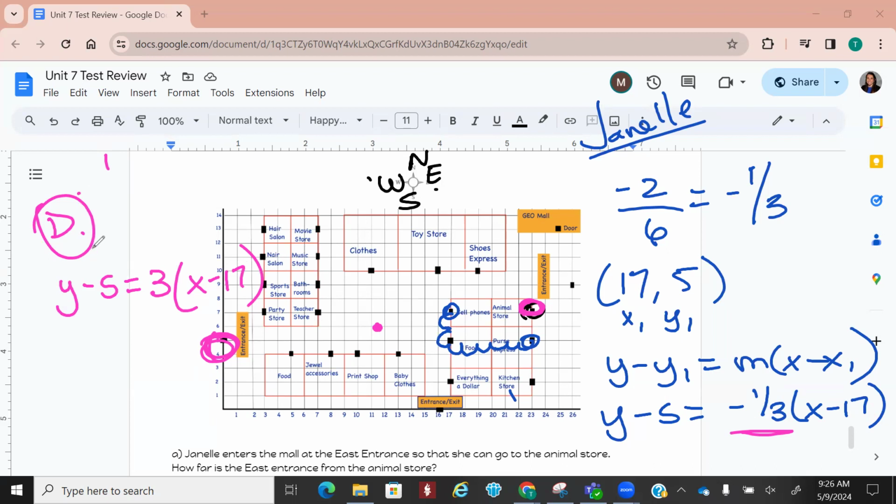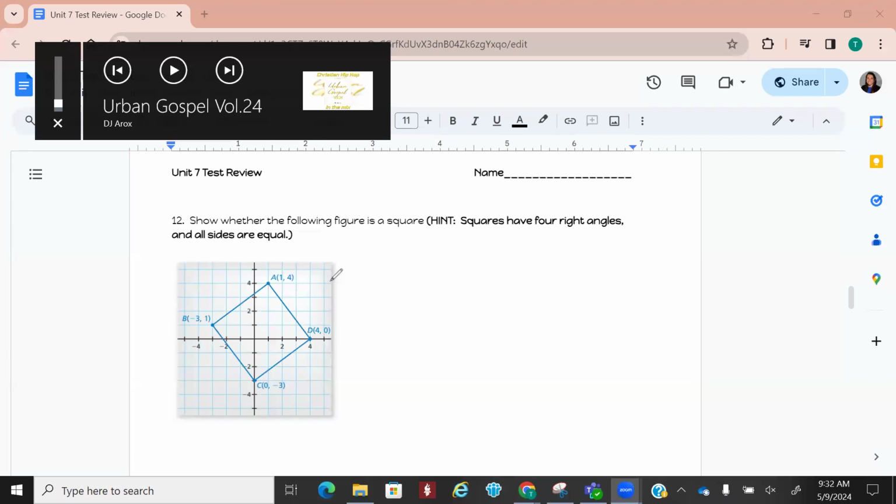Yes, no, maybe. Okay. This one's for D. This one's for C. Let's talk about slope first. So we got AB, AD, CD, and BC. Those are the 4 sides, right?